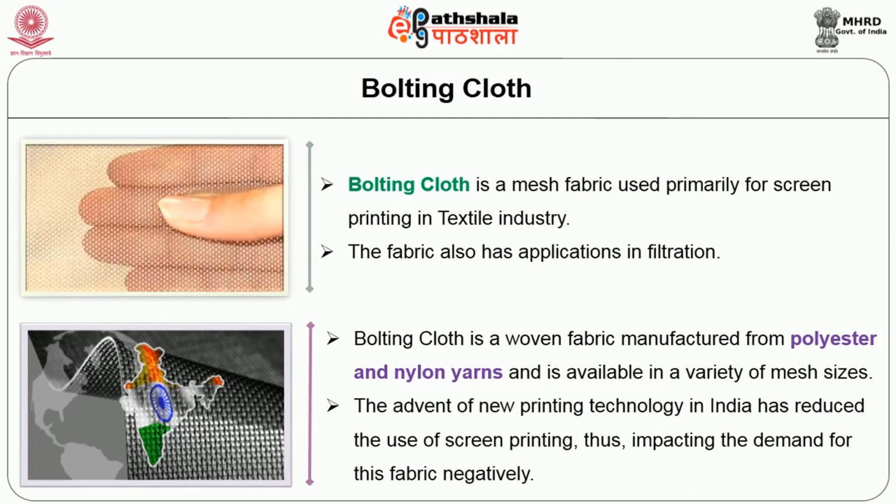The advent of new printing technology in India has reduced the use of screen printing, thus impacting the demand for this fabric negatively. The manufacturers of blotting cloth are Bombay Blotting Center, Bombay, Surat Blotting, Surat and Kanan Blotting, Surat. The majority of blotting cloth is imported from China and Germany. The exports of blotting cloth from India are negligible. Polyester and nylon monofilament yarns are used as raw materials.